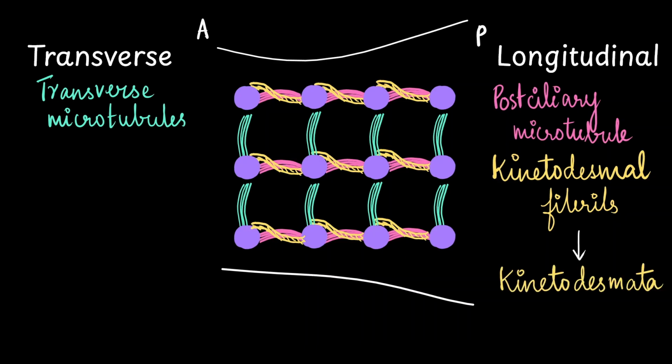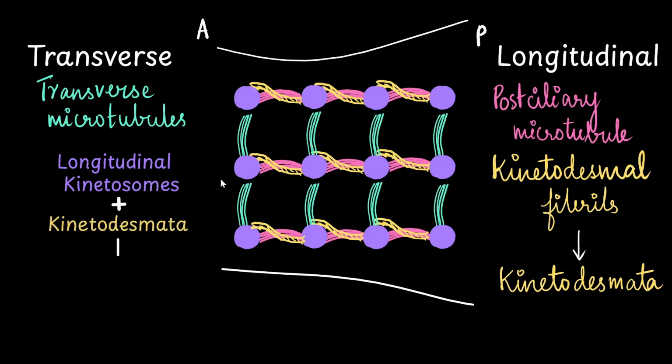This is also important. Why? Because these form the units that actually help in controlling the movement of cilia. So when you bring together longitudinal kinetosomes, these rows of basal granules, they combine with the kinetodesmata, and they form a unit which is called a kinety. Even if this is too much to take in, you just have to remember that the longitudinal arrangement of basal granules along with kinetodesmata gives the unit called kinety, and that is going to help the cilia move.